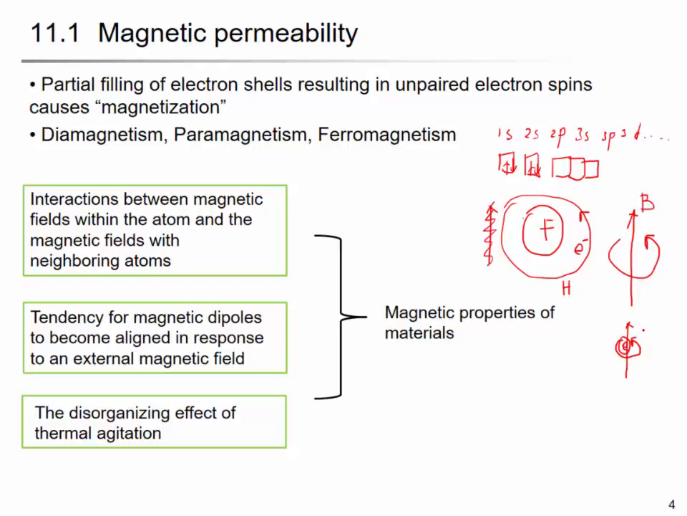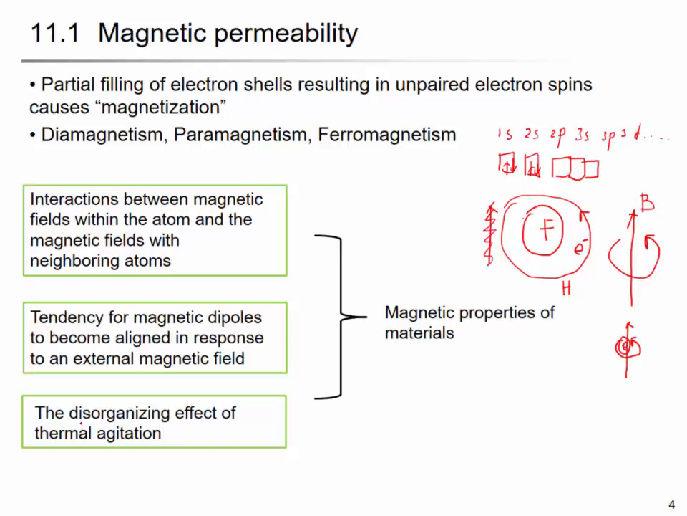So the magnetic property is determined by the interaction between the magnetic fields within the atom and the magnetic fields with the neighboring atoms, and the tendency for magnetic dipoles to become aligned in response to an external magnetic field. And you have a counteraction, that's the thermal agitation. So when you have magnetic poles that are all randomly aligned, they compensate each other.